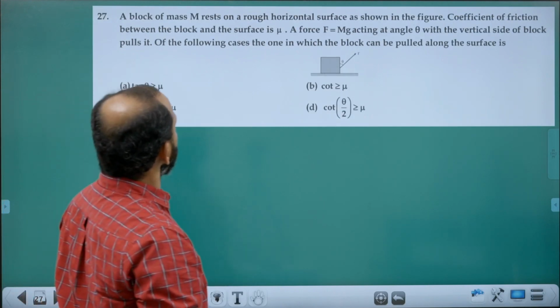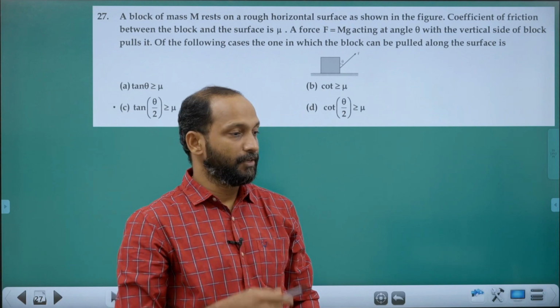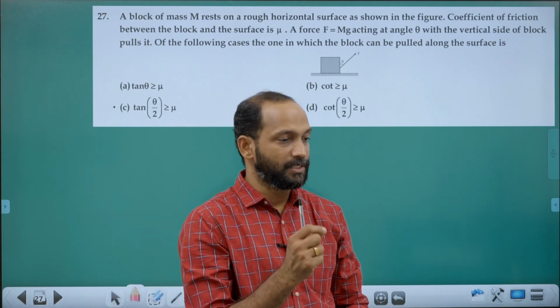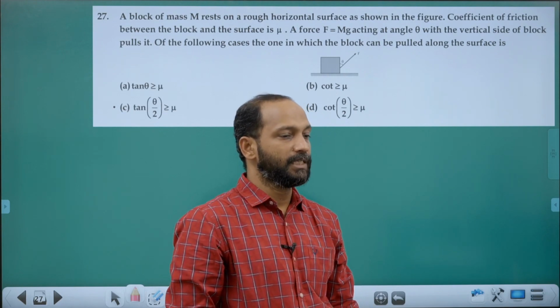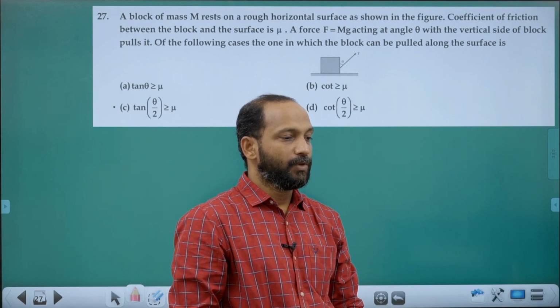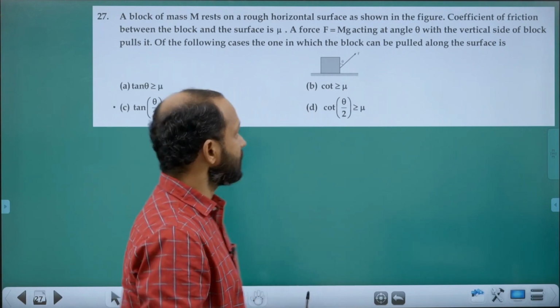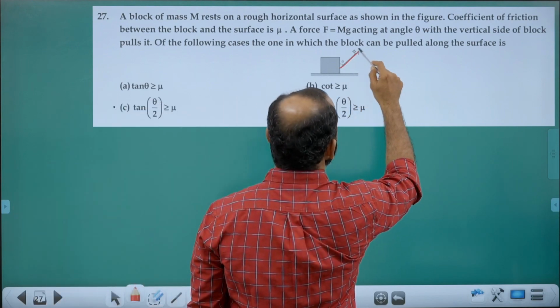27. A block of mass m rests on a rough horizontal surface as shown in the figure. Coefficient of friction between block and the surface is mu. Force mg acting at an angle theta with the vertical side of the block pulls it. Of the following cases, in which the block can be pulled along the surface? Okay, let me denote the various forces here. One of that force is F.